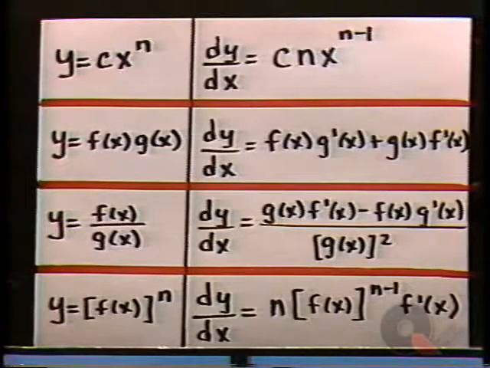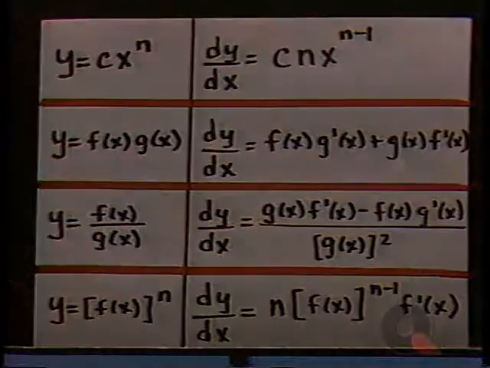So we have these 4 rules. Let's see. We'll call the first one our polynomial type rule, if we want to refer to it. The second one will be our product rule. The third, our quotient rule. And the last, our power rule. The polynomial rule, the product rule, the quotient rule, and the power rule. Okay? It's not enough to just know these rules. You have to know when you can use them and when you can't use them. Okay? Let's try some examples.